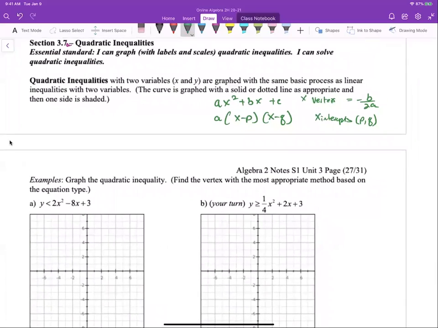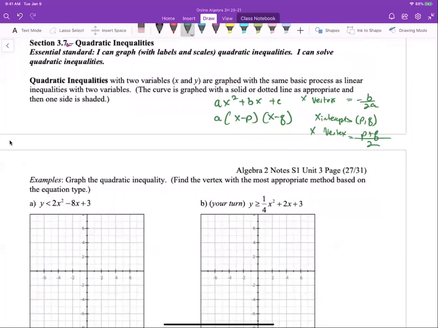Now, how do I find the vertex in that situation? Well, we can find the x-coordinate by taking the midpoint between p and q. So how do I take the midpoint? I basically add p and q together and divide by 2. So that is the x-coordinate of the vertex, and then I can plug that back into the equation and find my y-coordinate of the vertex.